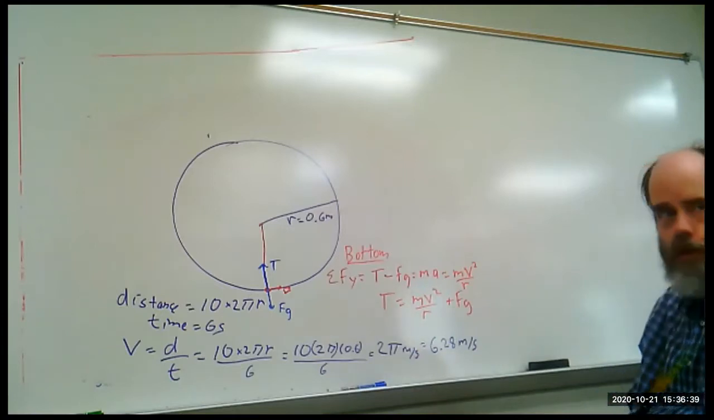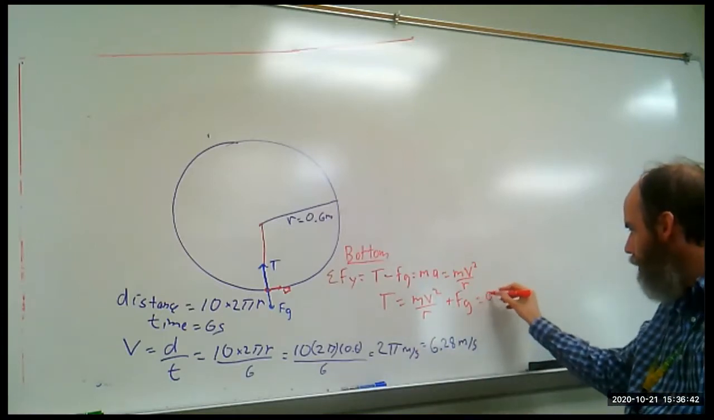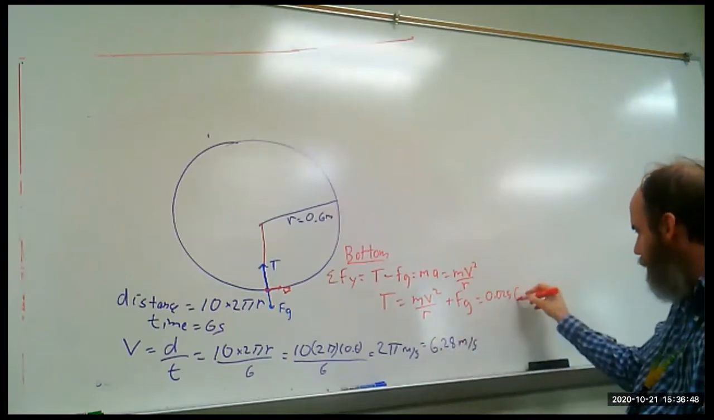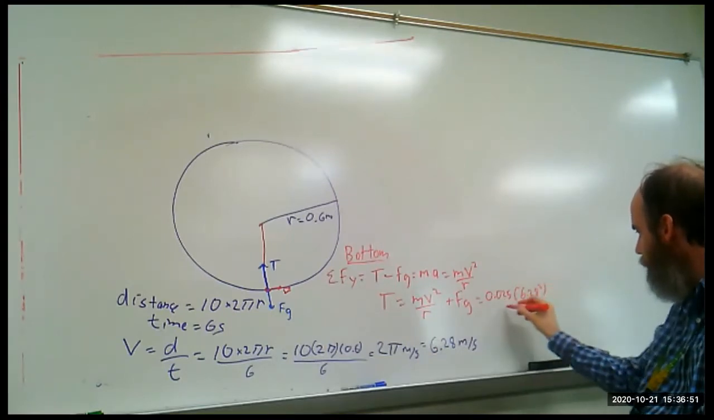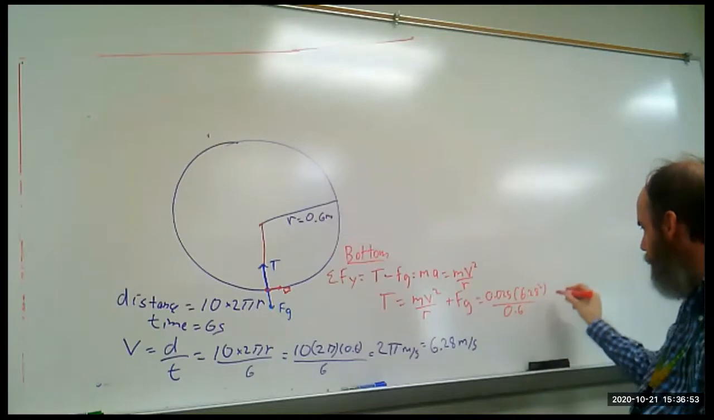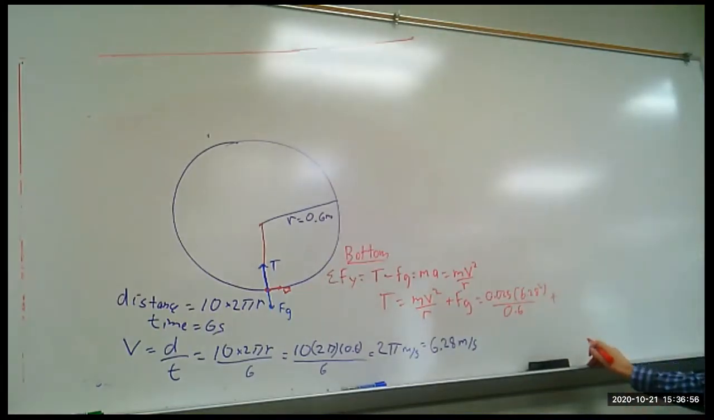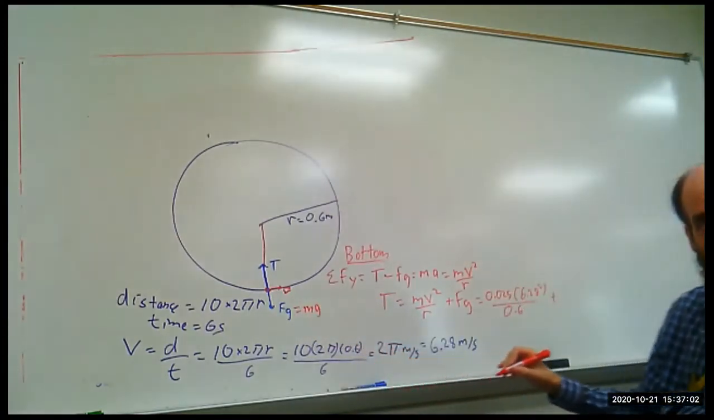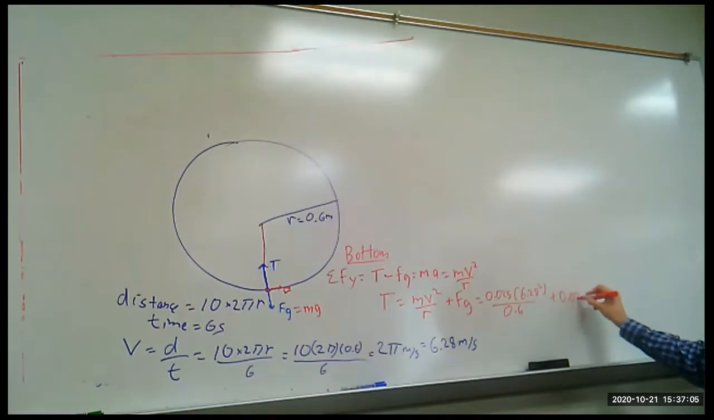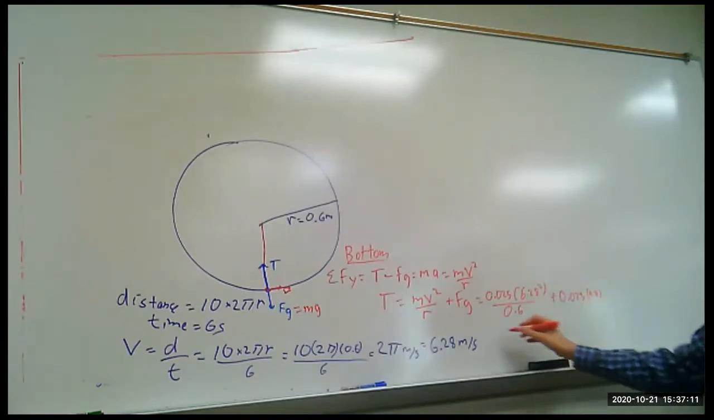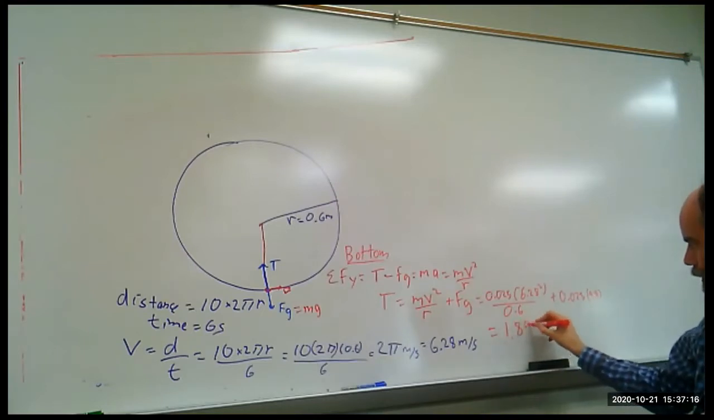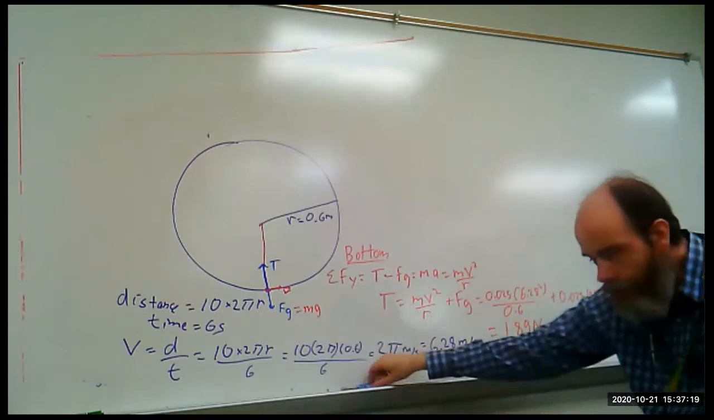So if we put in our numbers, we're going to have 0.025 times 6.28 squared over 0.6, plus Fg, which is m times g, mg, 0.025 times 9.8. And that comes out to be 1.89 newtons. So that's our answer for the tension at the bottom.